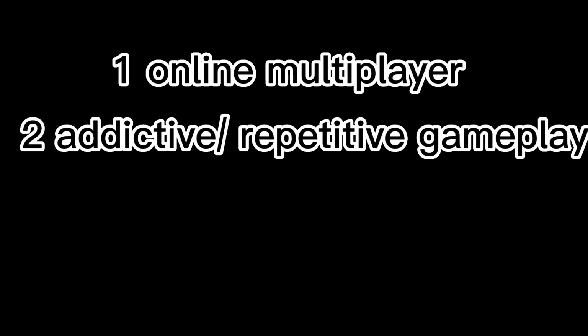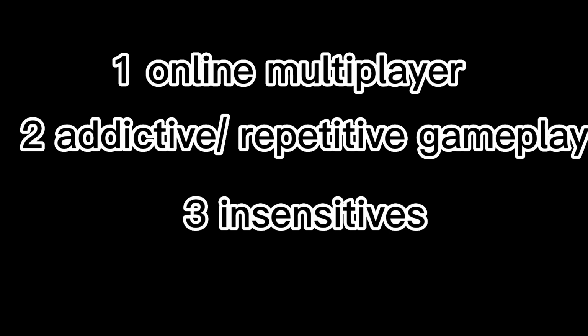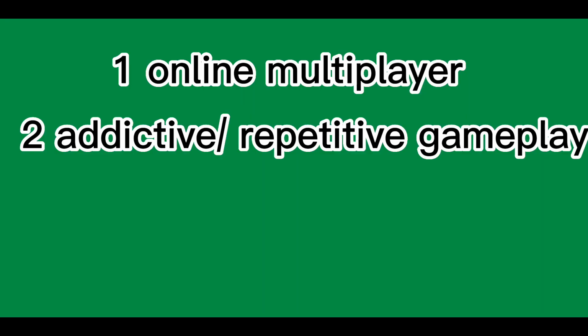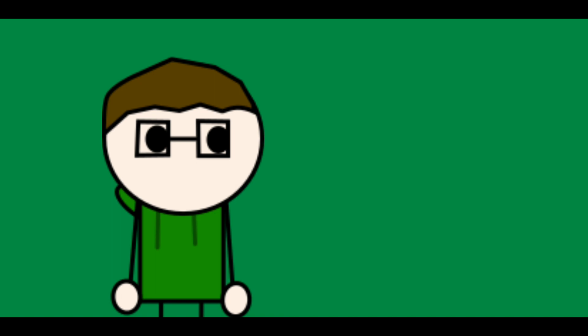You see, all IO games have 3 major key points. Online multiplayer, addictive and repetitive gameplay, and finally, some sort of scoreboard or some incentive to keep playing. I thought, how could I possibly make anything like that? I've already made fake multiplayer and all that, but how do I add an incentive? And then I got an idea.